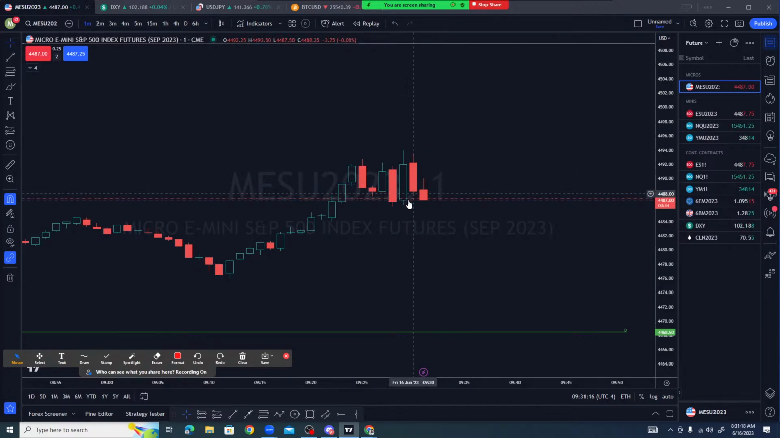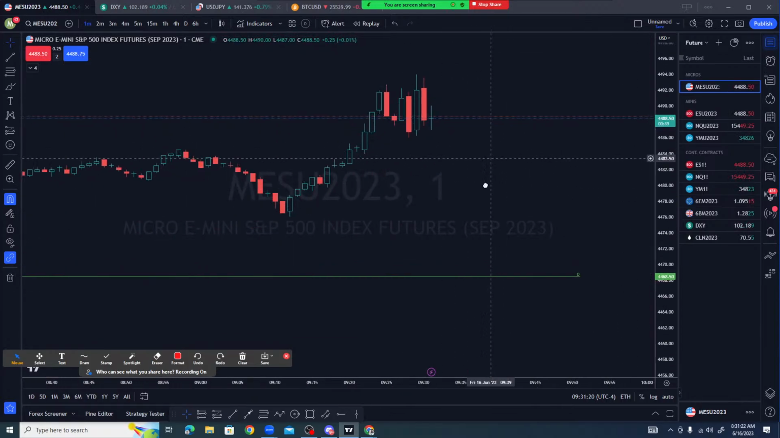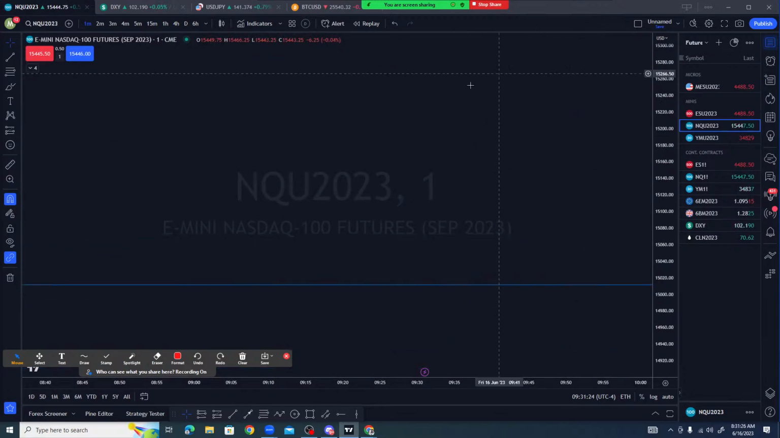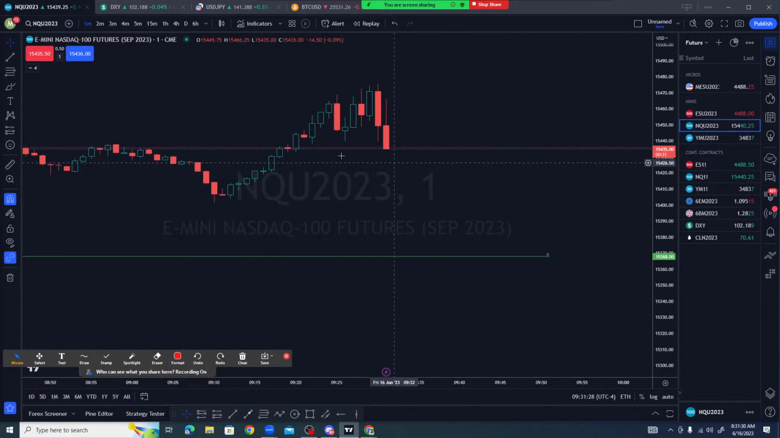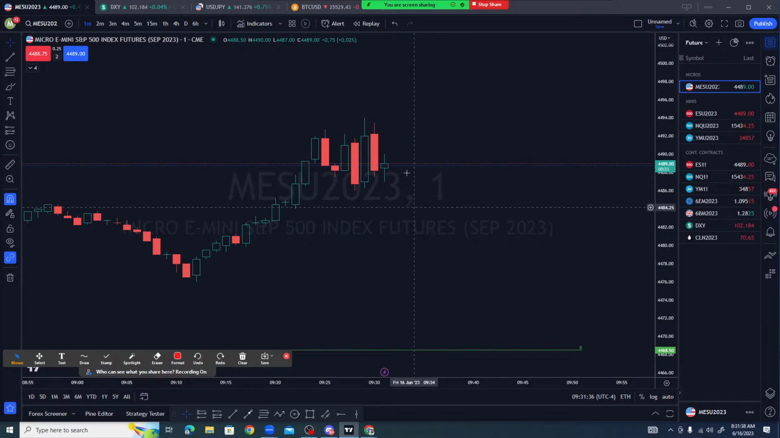So the NQ, it looks like we're going to break down below here. What's the NQ doing in relation? Yeah, we're starting to break down there too. I really like the NQ. It's been giving us some better setups. I just don't trade it that often. And I'm trading micros right now, so I'd rather be trading the micro.